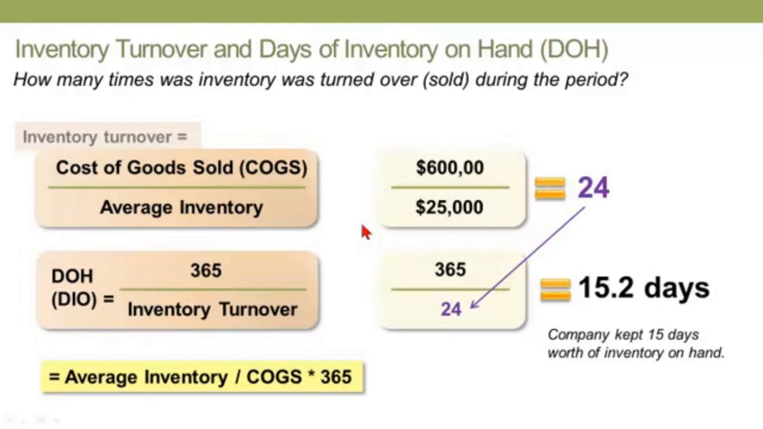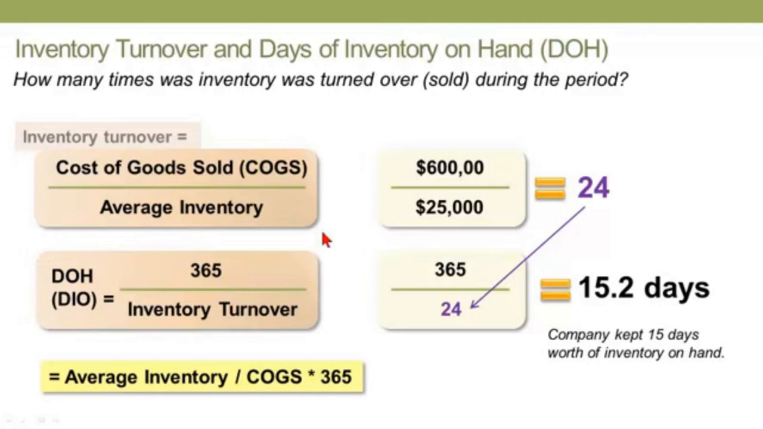Same exact result. So for example, if for the company, the cost of goods sold, again, an income statement account, over the year was $600,000, and the average of the beginning and year-end inventory, a current asset account, was say $25,000, then our inventory turnover would be 24. Inventory was turned over 24 times during the period. Divide that into 365, that is 365 divided by that same 24, and we get 15.2, and we could say the company kept about 15 days worth of inventory on hand.